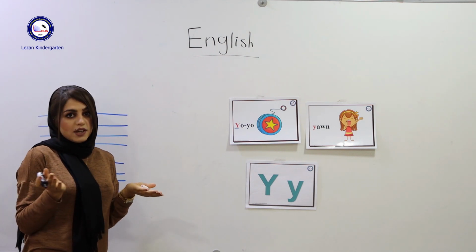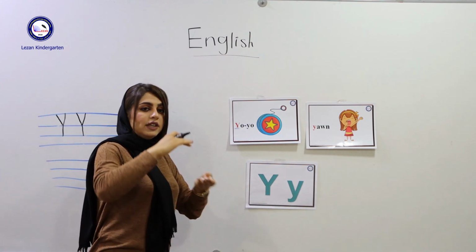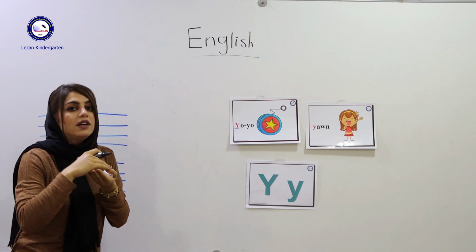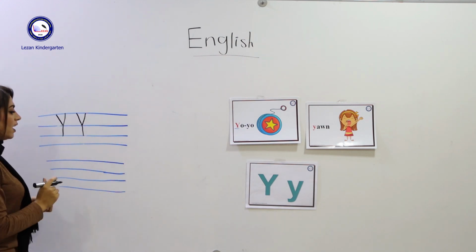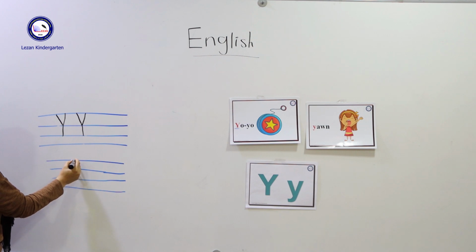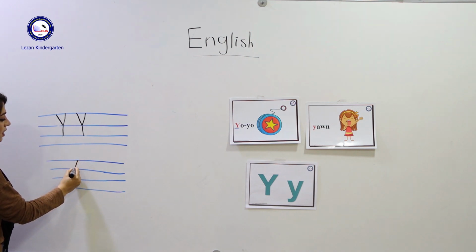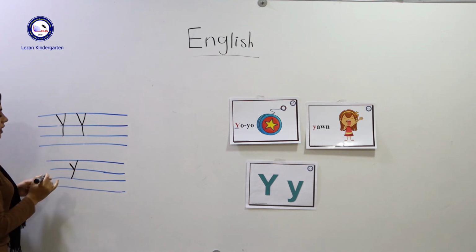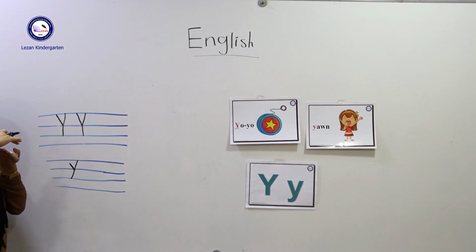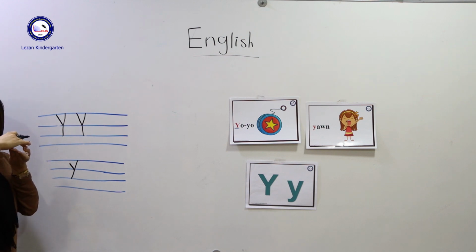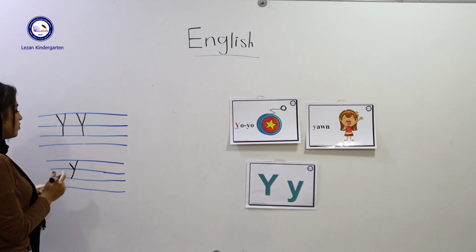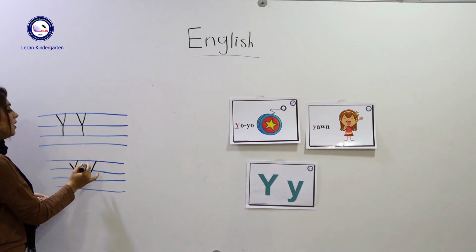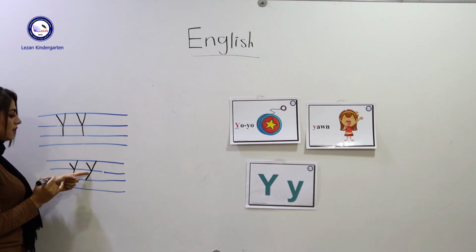Who's friend with this letter? Of course, small Ya. Let's see how we write small Ya. Look at my hand. Draw a straight line and straight line and small line like this. This is small Ya. Again, let's write small Ya. Draw a straight line and straight line and small line like this.